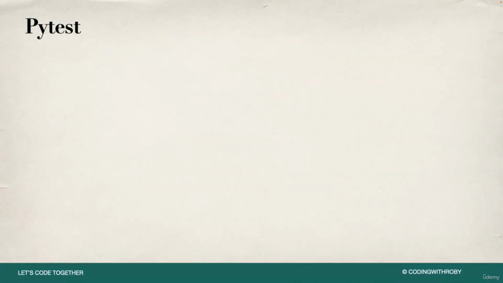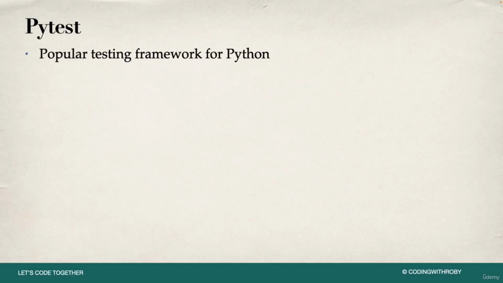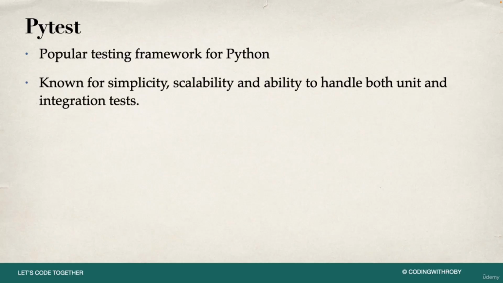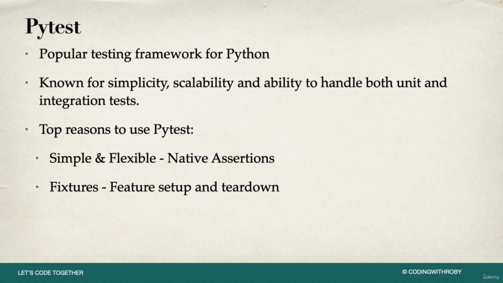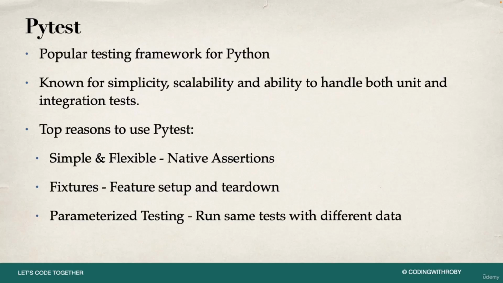So how are we going to be doing this? Well, we're going to be doing this by using a framework called PyTest. PyTest is a popular testing framework for Python. By far, probably the most popular. It's known for simplicity, scalability, and ability to handle both unit and integration tests. And there's some reasons to why you should use PyTest. It's simple and flexible, and it has native assertions, which we'll go over in a little bit. It has fixtures, which is known as a feature to set up and tear down objects and other dependencies. And it has parameterized testing, so we can run multiple tests with different data endpoints.